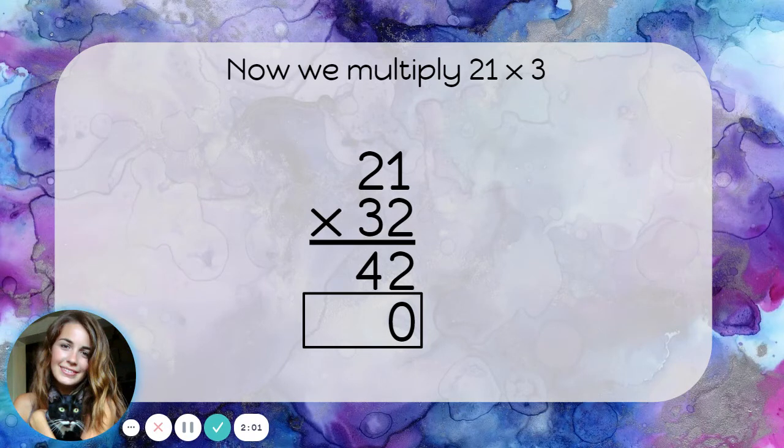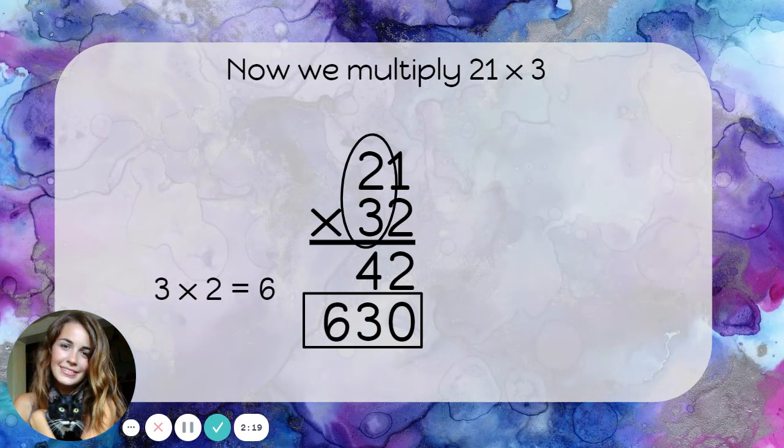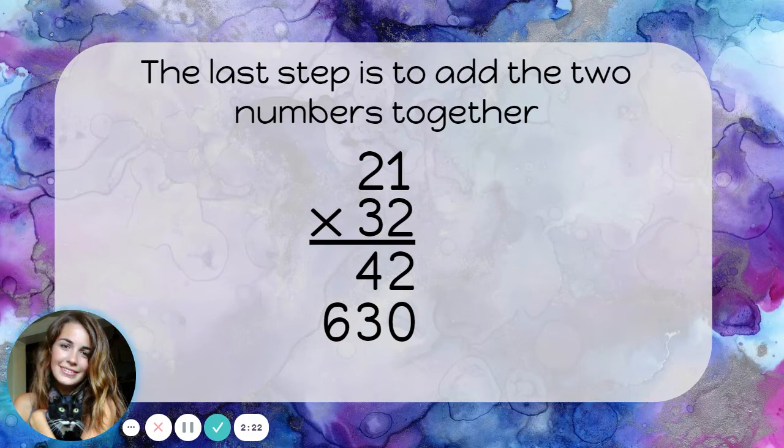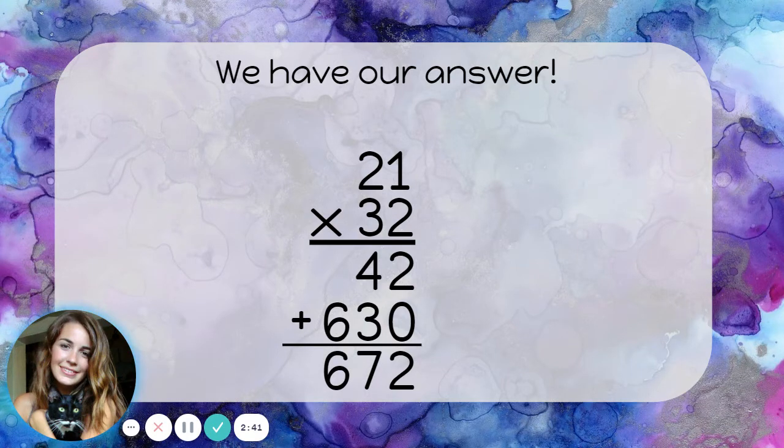Now, we'll multiply 21 times 3, and we'll put our answer right next to the 0 in that bottom box. I'm going to do 3 times 1, that's 3, and then I'm going to multiply 3 times 2, which is 6. The last step is to add the two numbers together. I have 42 and 630. Let's add them together to get our final answer. 2 plus 0 is 2, 4 plus 3 is 7, and 6 plus nothing is 6. We have our answer. 21 times 32 is 672.